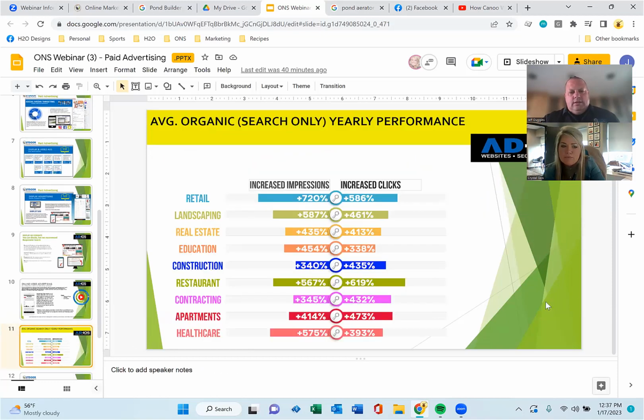And then this slide here just talks about landscaping. These are our landscaping clients that have seen an increase by allowing us to take over their paid ads. 587% increased impressions on average in a year, and 461% increased clicks over a year's time. Cool. I would say our numbers are absolutely in line with that.